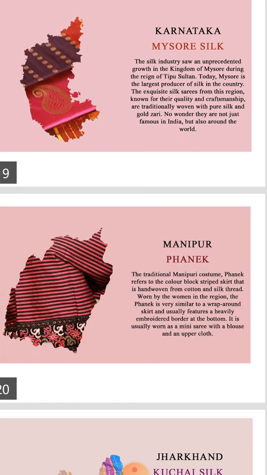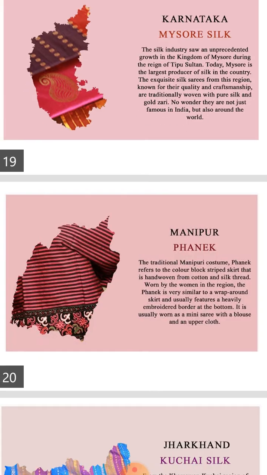Next, moving to Karnataka, the Mysore silk. The silk industry saw unprecedented growth in the kingdom of Mysore during the reign of Tipu Sultan. Mysore is the largest producer of silk in the region, and no wonder it is famous not just in India but also around the world.